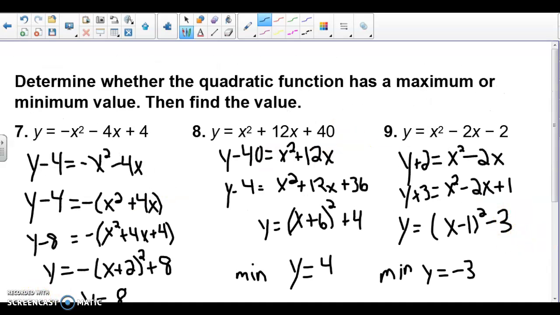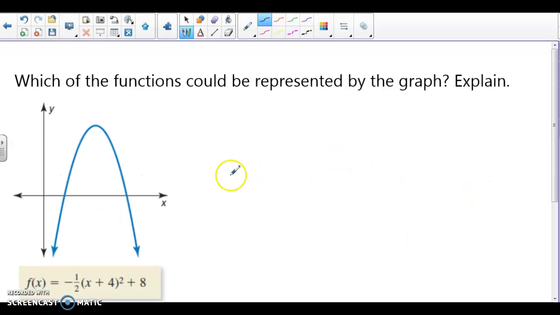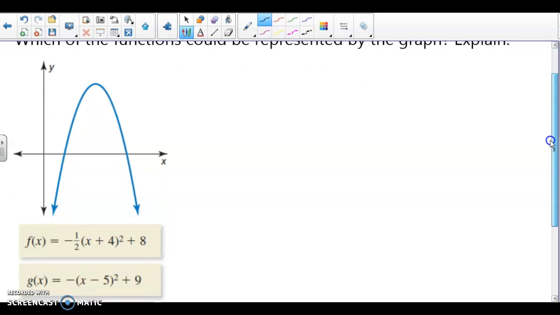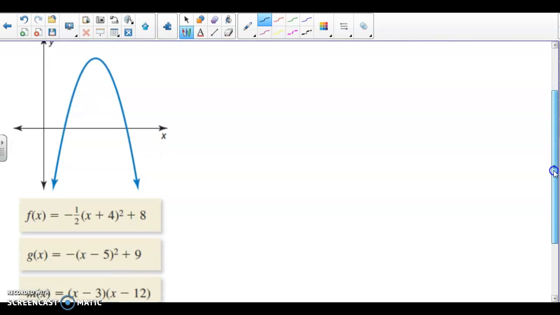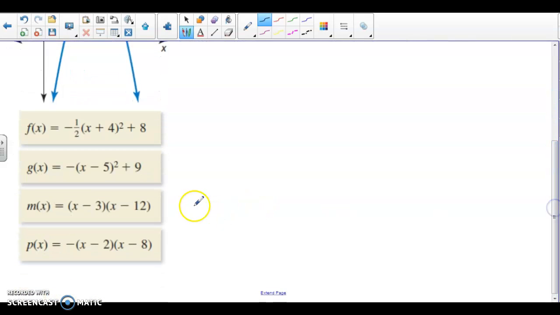Alright, so for the next problem here, if you want to answer this on your own, if you haven't done so already, pause the video and try this one out. Otherwise, we'll move right along. It says which one of the functions could be represented by this graph. Alright, well we know that it opens down, so that means the a value has to be negative. So right away that eliminates this one, so it's not that one.